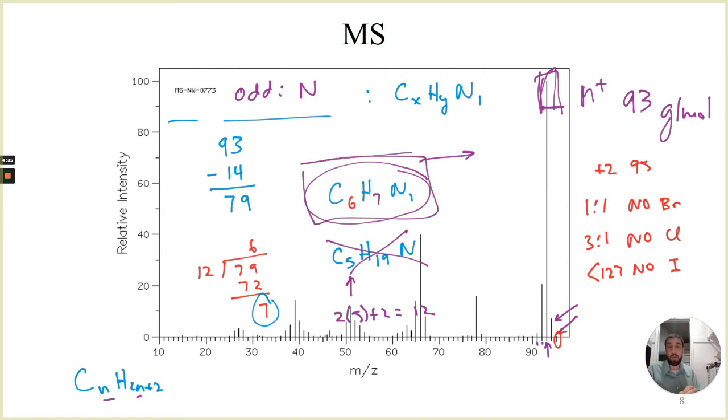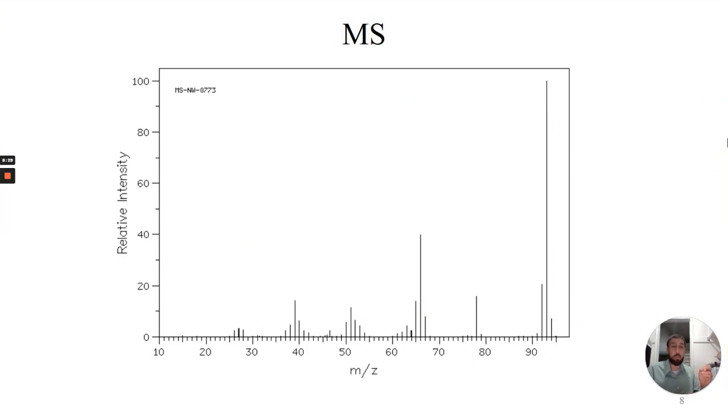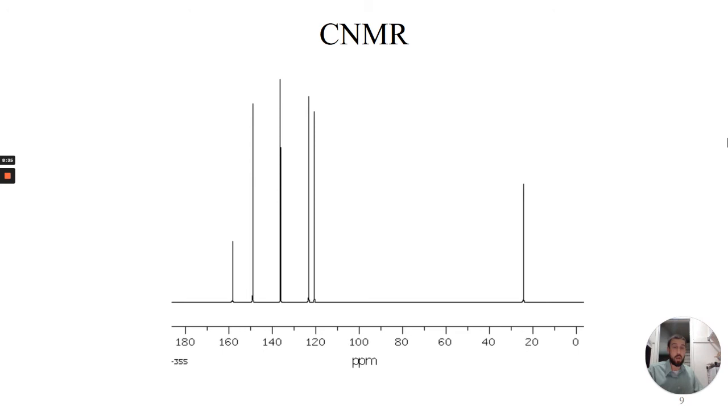I know this is my formula, okay, assuming I don't have multiple nitrogens, but that would get us to that point. We've now analyzed as much as we can with the mass spec, which is then going to take us on to the next spectra, carbon NMR.